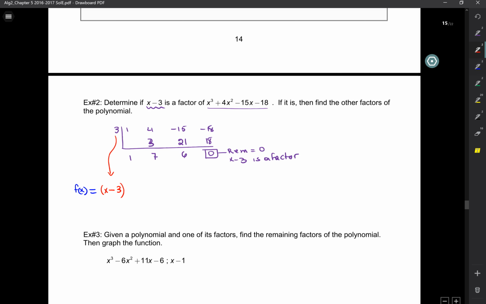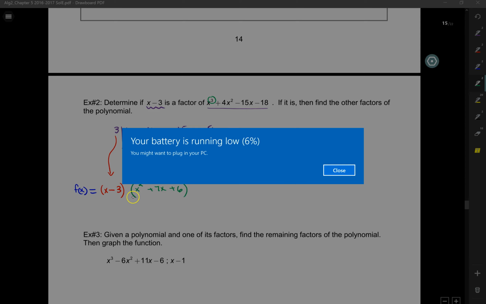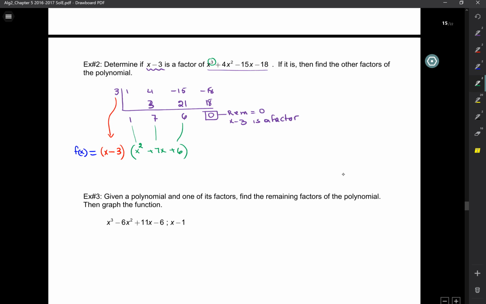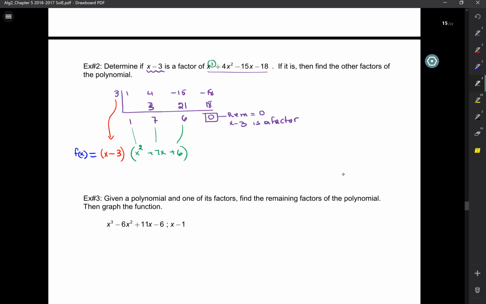And here, I get the depressed polynomial. I had started off with x cubed, so now it's going to be 1x squared plus 7x plus 6. And now that's my f of x. What I do next is I need to factor everything. So f of x is equal to x minus 3, and now I factor this. It's x plus 6, x plus 1, and there you have it.